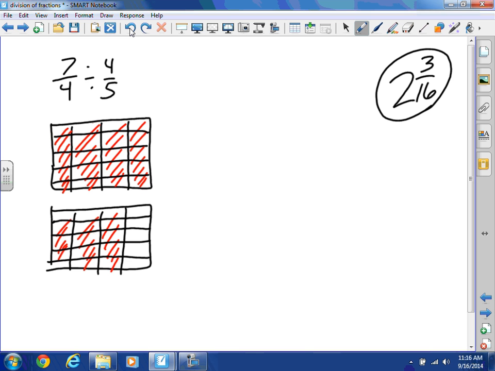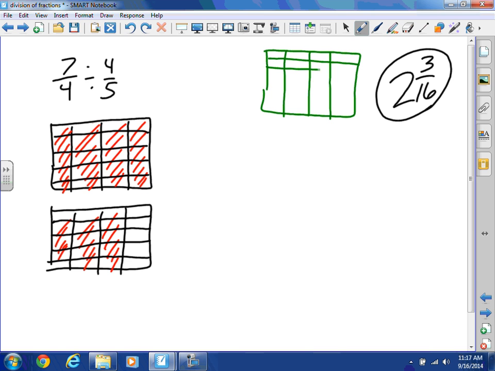Now, how many boxes do I have total? Well, I have 1, 2, 3, 4, and then 4, then 4, then 4, then 4. 4 and 1, 2, 3, 4, 5. That's 4 by 5. No, just in this box. 20. 20 boxes, right? So what I'm going to ask you to do is draw a separate one on the side, and I want 20 boxes in it. So I need fourths, and then I need fifths.